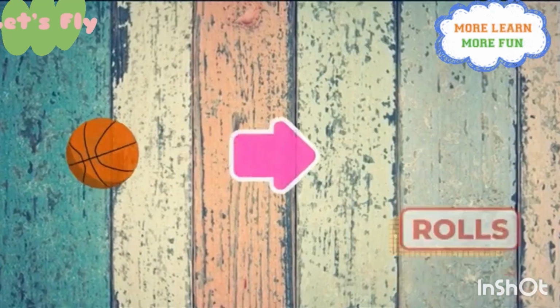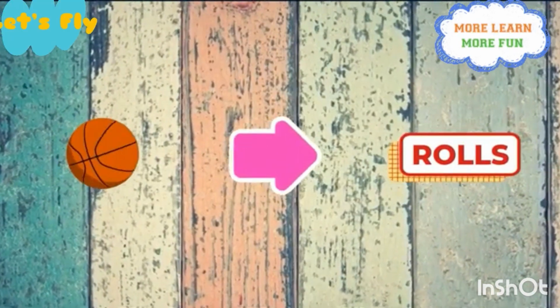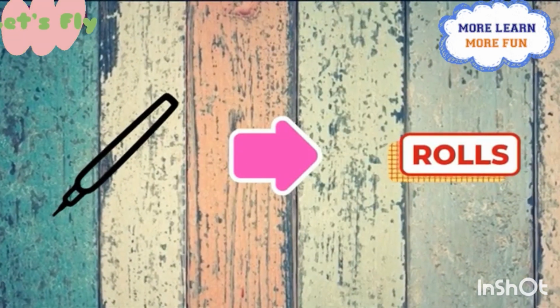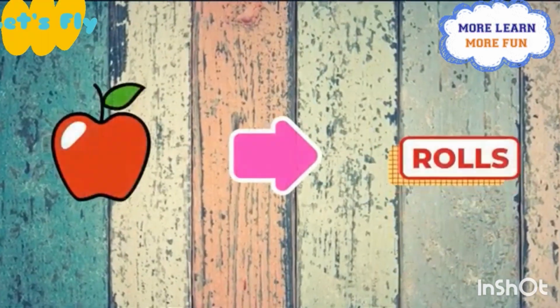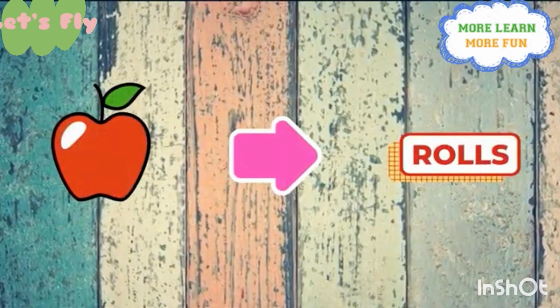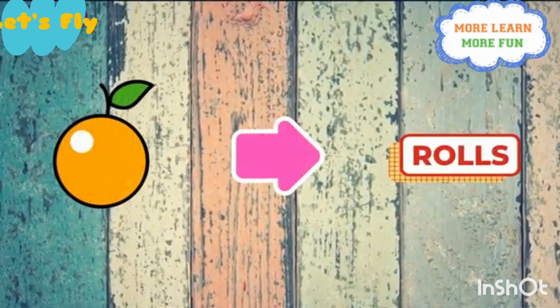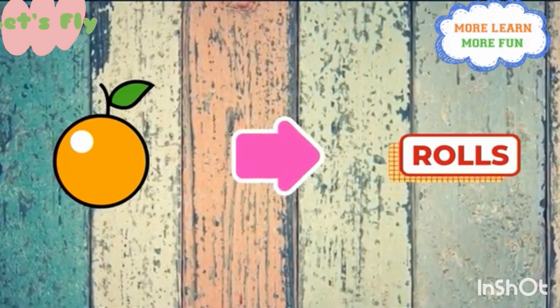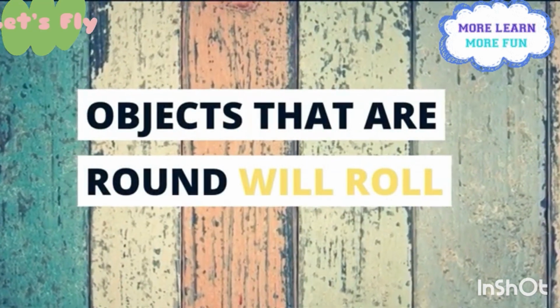Come kids, let us now learn the concept of what rolls and what slides with few examples. So let's start. The first example is a ball. A ball rolls. And a pen also rolls. Then comes an apple. An apple rolls. Then comes an orange. An orange also rolls. Objects that are round will always roll.